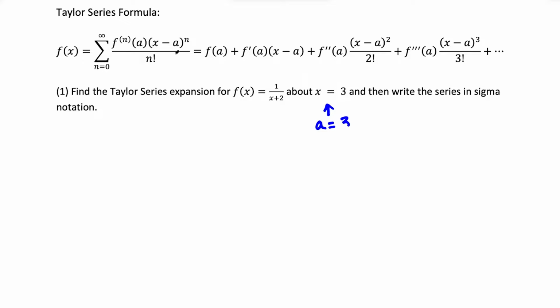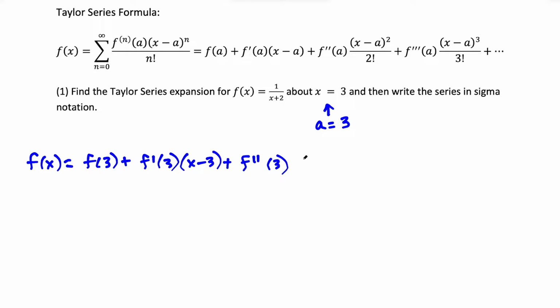Now, when you use this formula, I highly recommend that you start off with the stuff on the right here. So the first thing I would do is plug in a equals 3 to the right side. That's going to give us f of x is equal to f of 3, plus f prime of 3 times x minus 3, and then next we'll have f double prime of 3 multiplied by x minus 3 squared over 2 factorial.